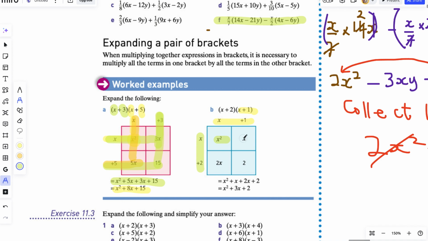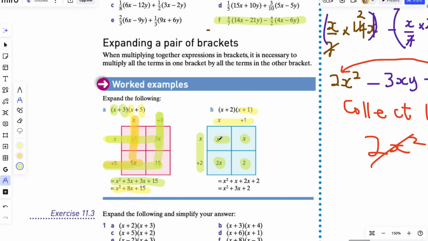So x times 1 is x. That's how we got this one. Now we come here, it's going to be 2 times x, because that's what makes up this place. This 2 times this x, we get 2x. And then this 2 multiplied by this 1, we get 2. 2 times 1 is 2. That's how we got this.